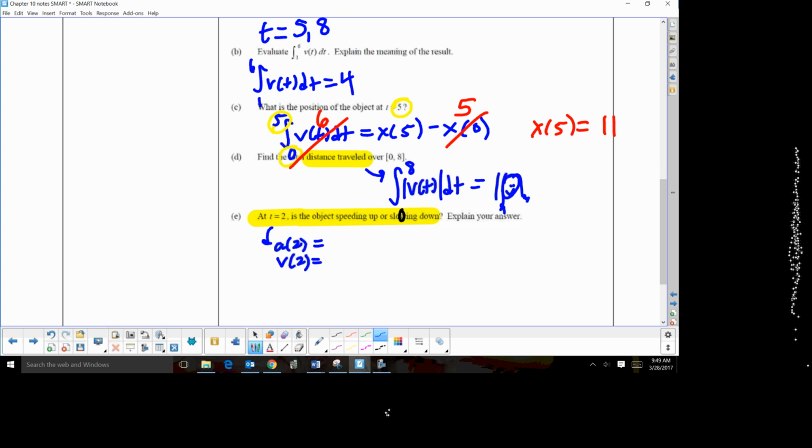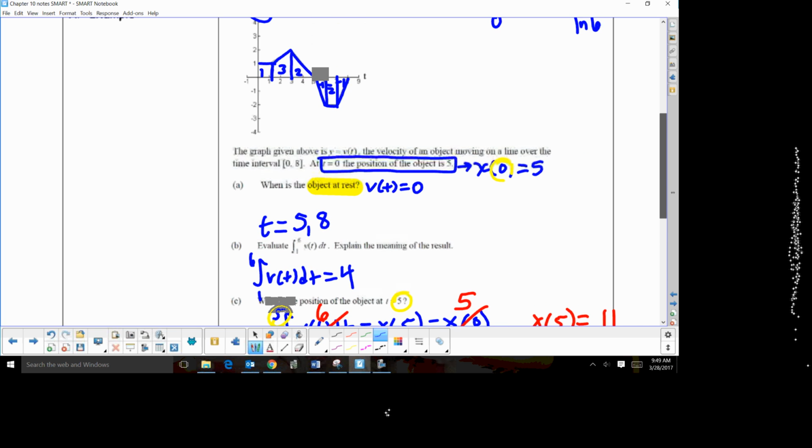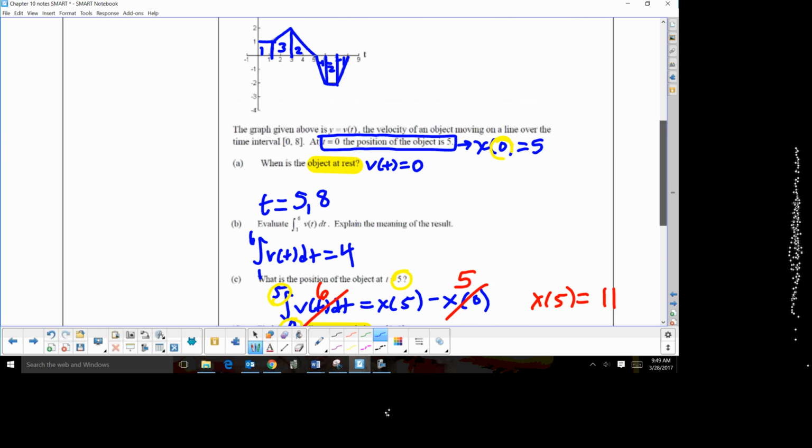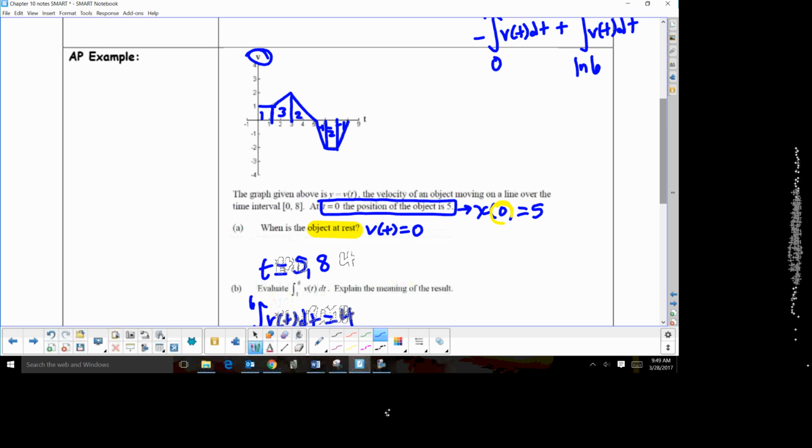So we go look at our graph. This is the graph of V. And 2 about right there. So is V of 2 positive or negative? Positive. What about A of 2? I don't know V of 2, so I can't derive it to find A of 2.